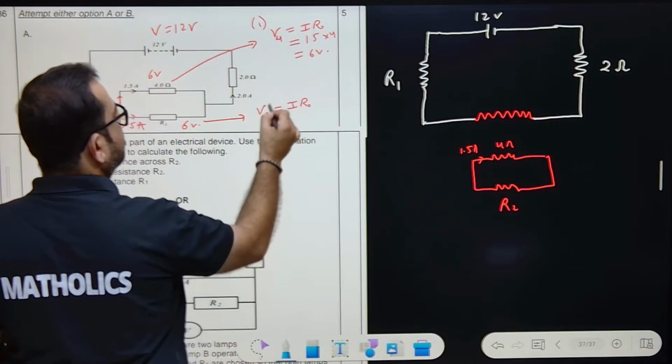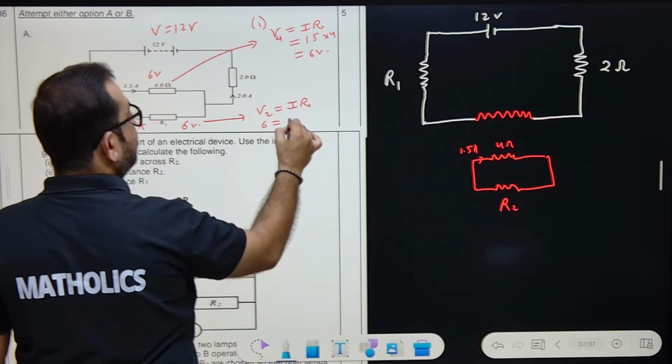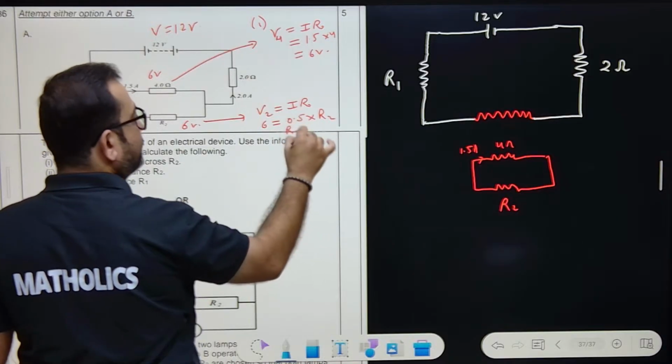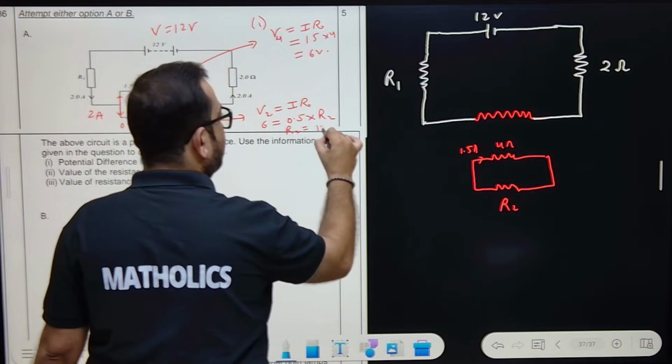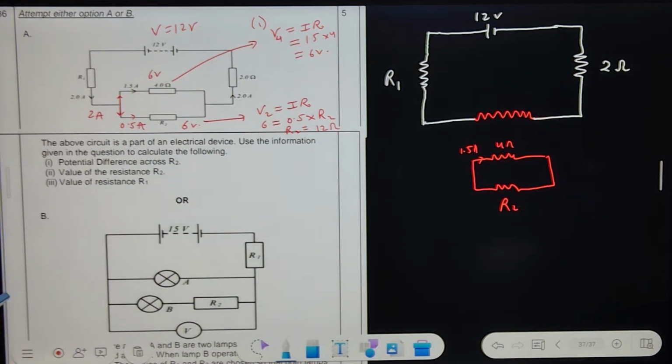So for R2, if I have to write V2 equals IR. So V is what? We just have calculated this, 6 volt. So 6 equals, what is I? 0.5, and this will be R2. So R2 will be 6 upon 0.5, that is 12 ohms. Got the point? In this way you have to solve. This is the only way, right?